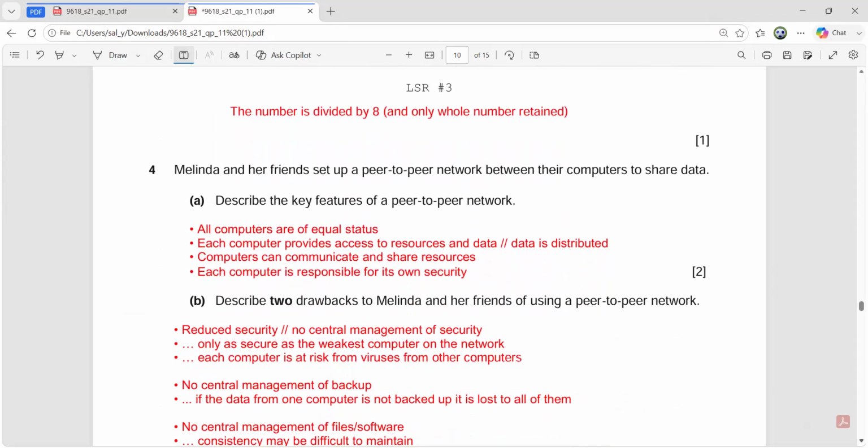Question number 4. Melinda and her friends set up a peer-to-peer network between their computers to share data. Part A, describe the key features of a peer-to-peer network. It's a 2-mark question. So what are the key features? All computers are of equal status. Each computer provides access to the resources and data that they have because the data is distributed. Computers can communicate and share the resources. Each computer is responsible for its own security.